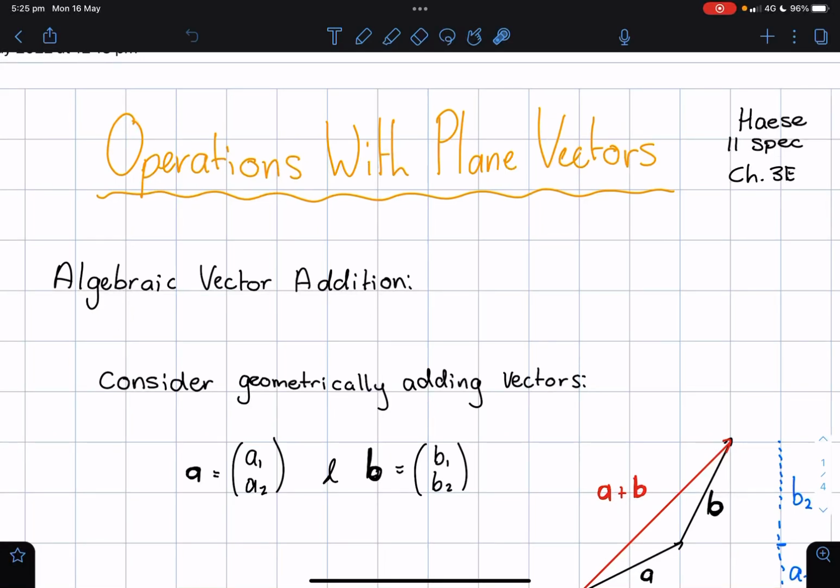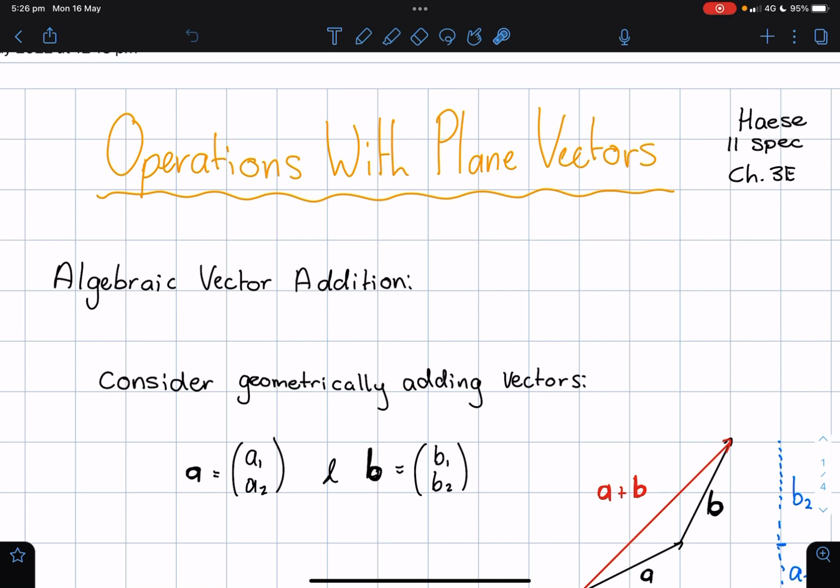So in the last video I introduced you to plane vectors, vectors in the plane and the magnitude of them and things like that. So now we're going to start looking at algebraic vector operations. Like everything, we're going to start with addition. So consider first geometrically adding vectors.